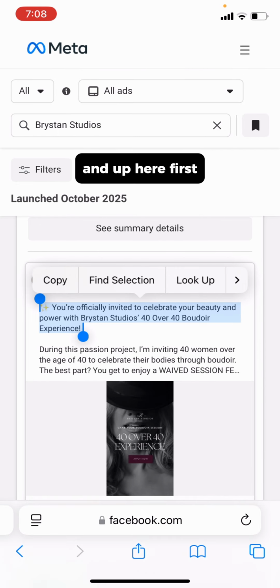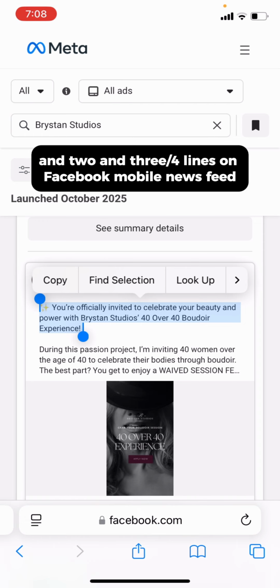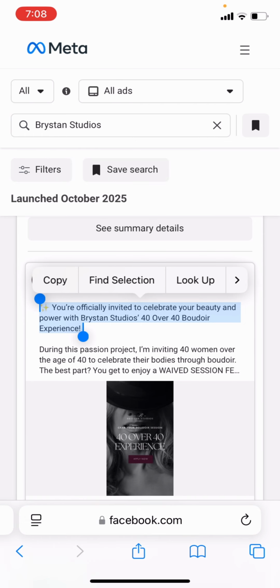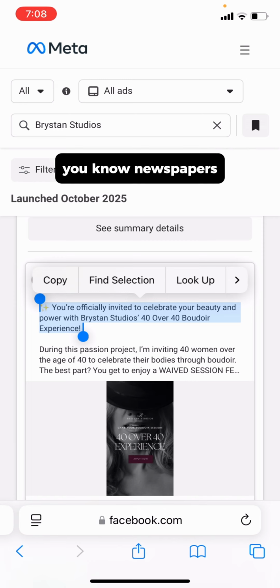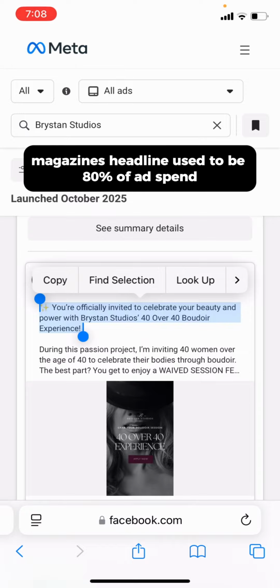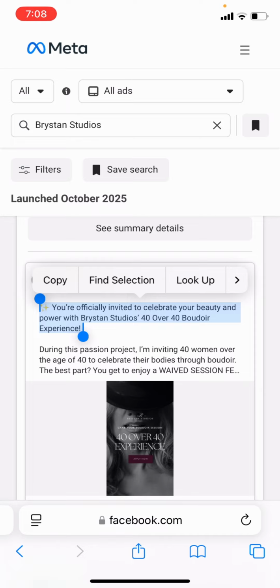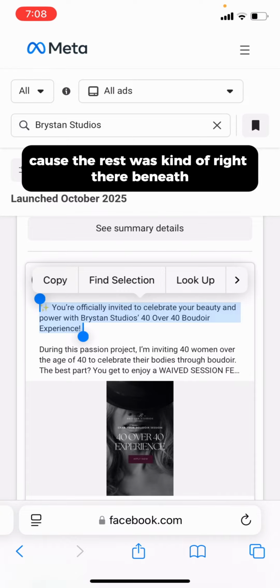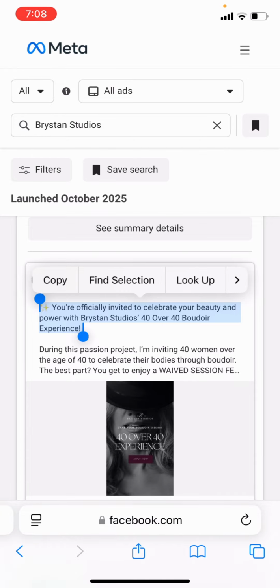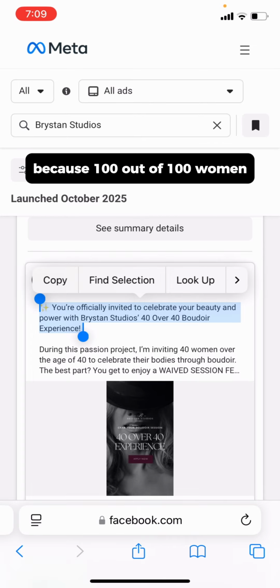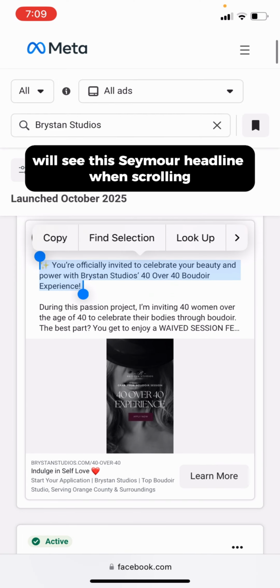And up here, the first 2 3/4 lines on Facebook mobile newsfeed is the See More headline. This is where literally 95% of ad spend is won or lost. In the old days, in newspapers and magazines, the headline used to be 80% of ad spend because the rest was right there beneath it on the same page, that article. Here it's 95% because 100 out of 100 women will see the headline when scrolling.